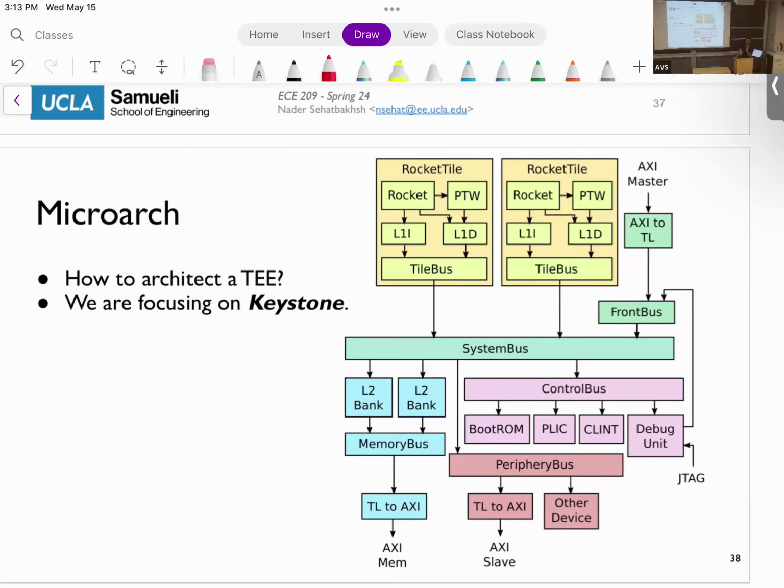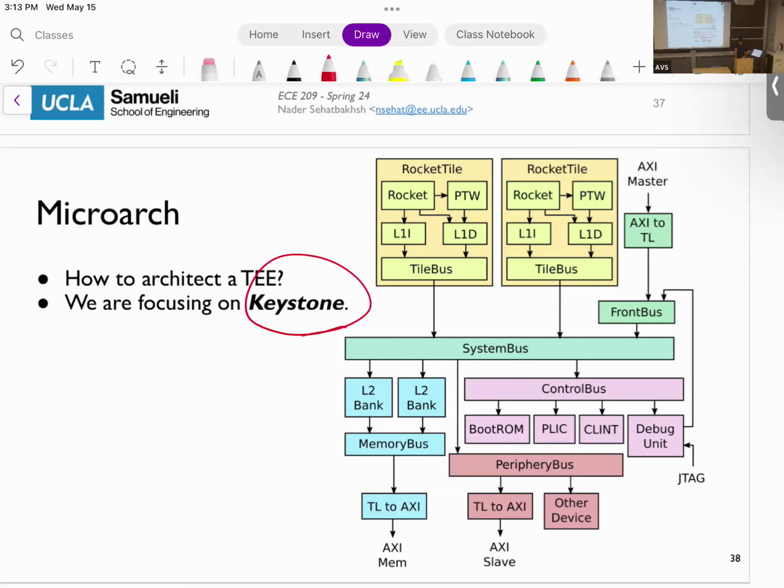RISC-V has this open source project called Keystone. So Keystone is this RISC-V based trusted execution environment. And it's compatible with Boom and Rocket and the rest of the SoC in RISC-V. If you're interested, take a look and search for Keystone. There is nice documentation and tutorials, similar to what there was for Boom.